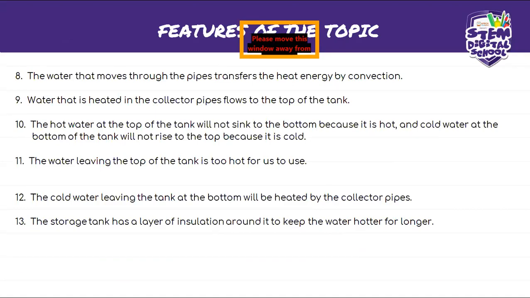Water that is heated in the collector pipes flows to the top of the tank. The hot water at the top of the tank will not sink to the bottom because it is hot, and cold water at the bottom of the tank will not rise to the top because it's cold. The water leaving the top of the tank is too hot for us to use. The cold water leaving the tank at the bottom will be heated by the collector pipes. The storage tank has a layer of insulation around it to keep the water hotter for a longer time.